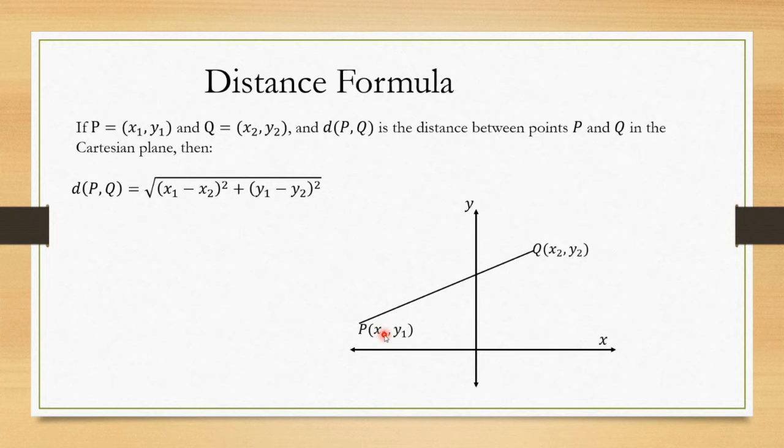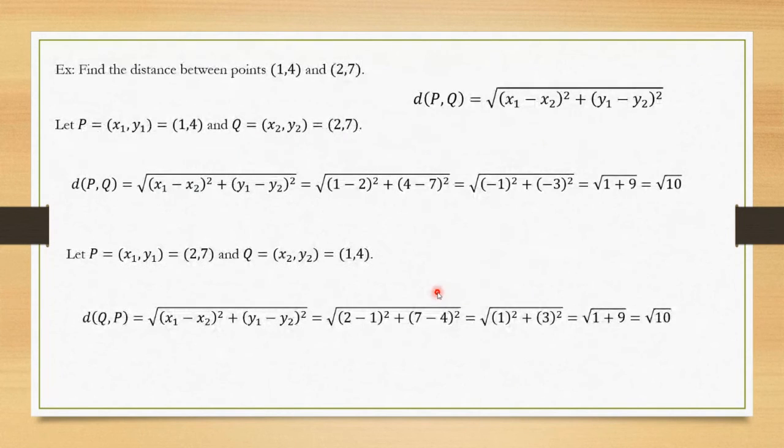I plotted P over here and Q over here. They don't have to be in these exact positions. But what's going to happen is this. The distance is the same as the length of the line segment with endpoints P and Q. So the distance between P and Q is the length of this line segment. And how do we find that? Well, the Pythagorean theorem comes into play here. But before we get to that, let's do an example.